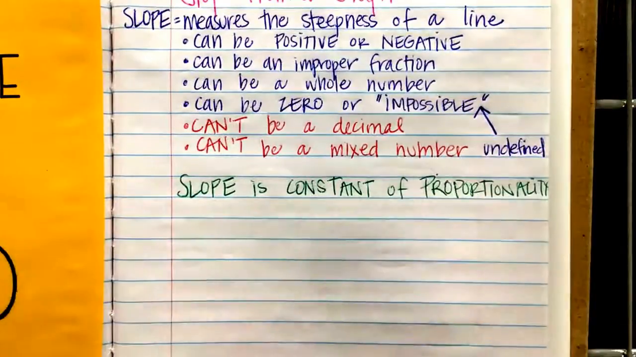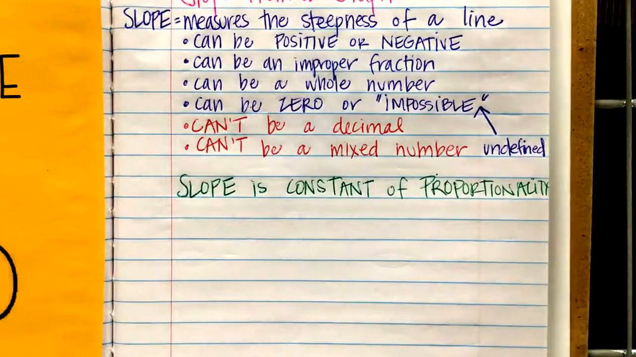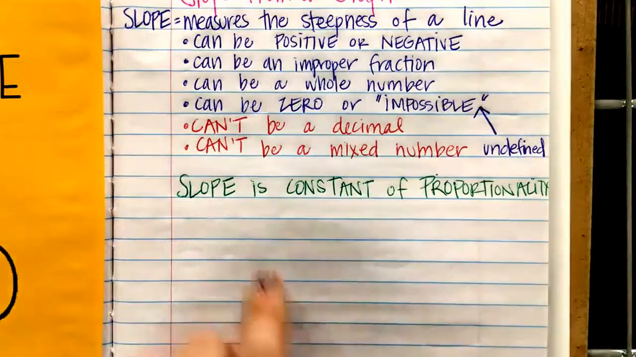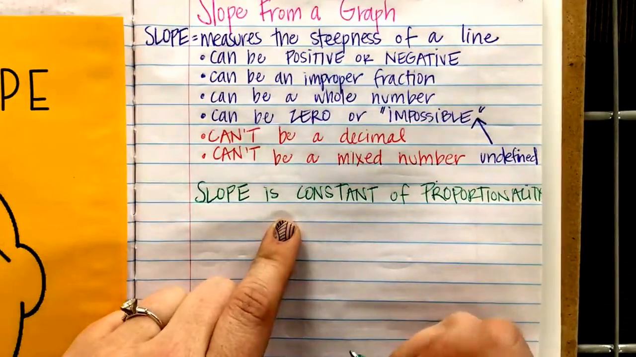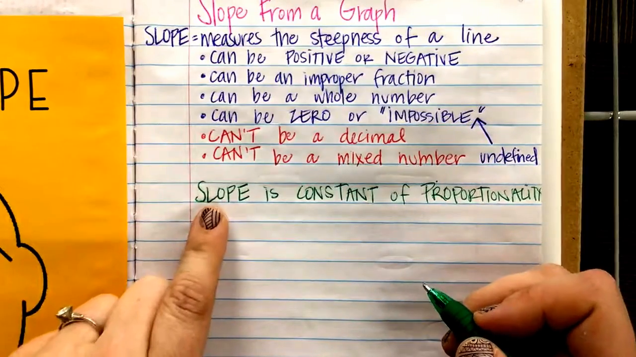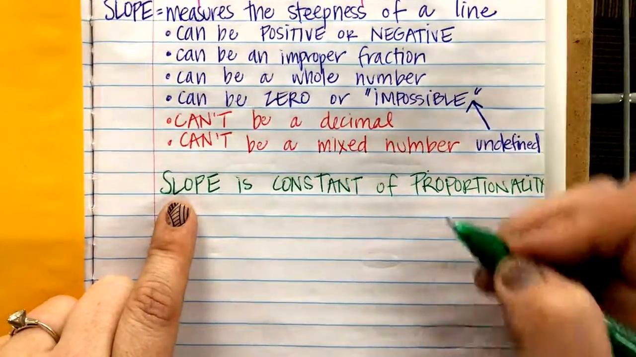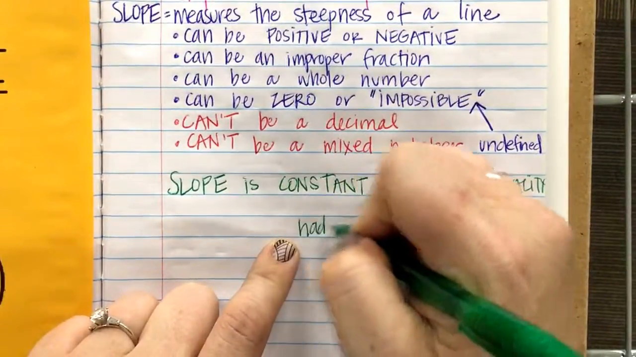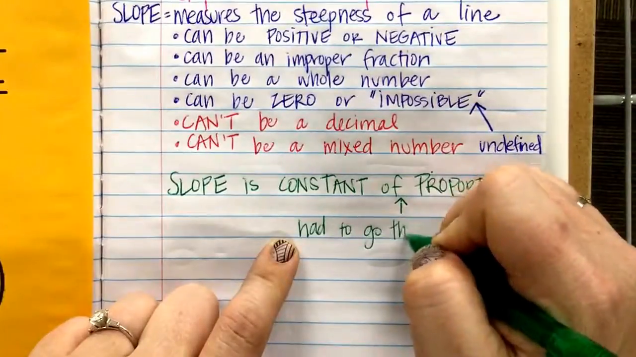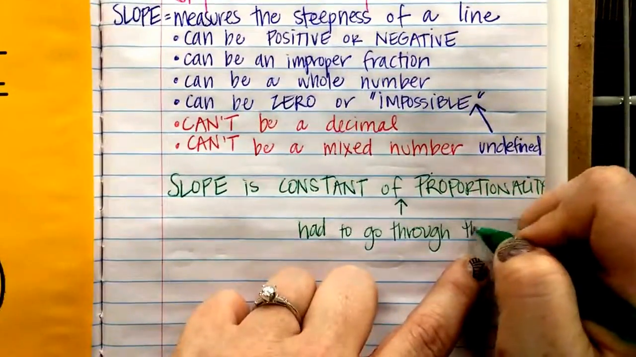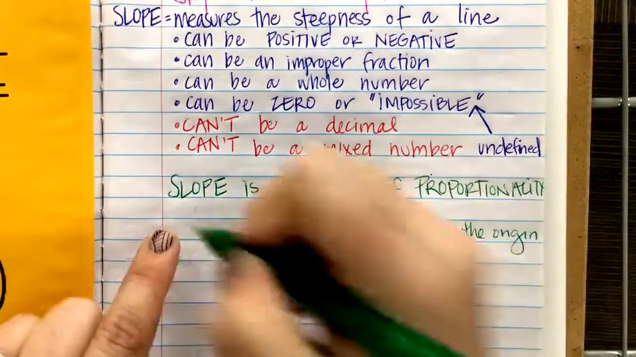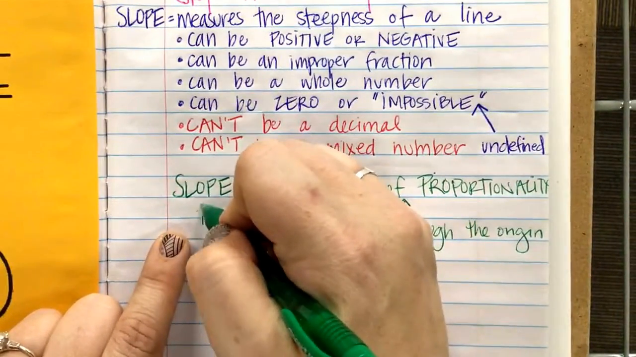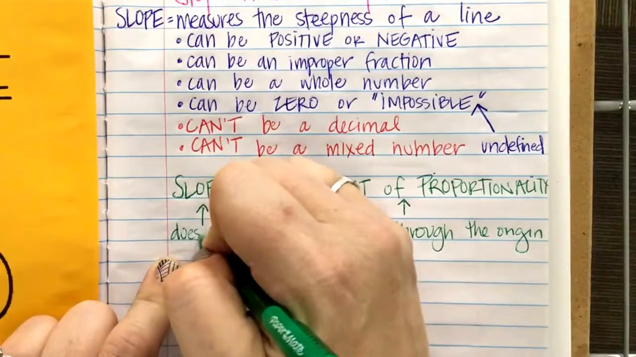Oh, that's a long word. Slope is constant of proportionality, with one difference. Constant of proportionality had to go through the origin. Slope does not.